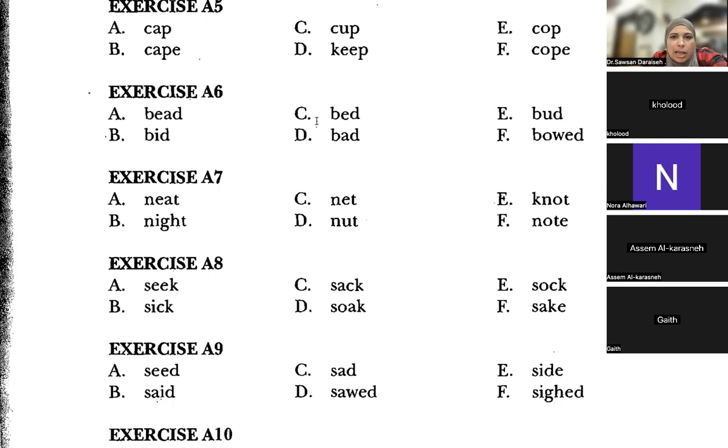Now, bed and bad, come on. These are very easy. What's a bed? Where you sleep. Yes, the place where you sleep, we call it my bed, right? And then bad, it's an adjective, right? And it means the opposite of good. Yes. The opposite of good is bad.